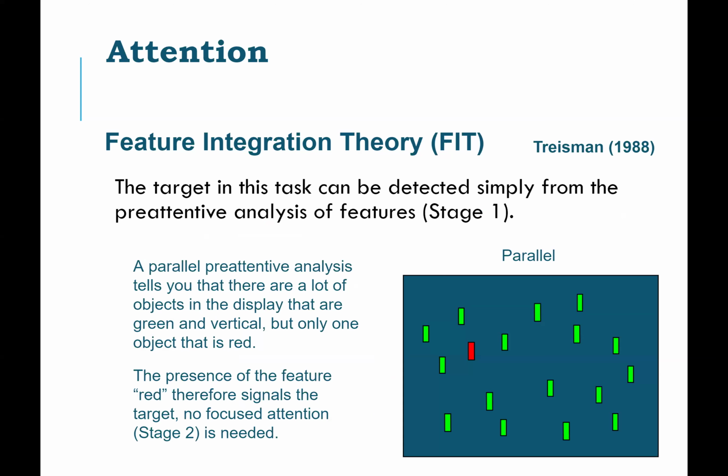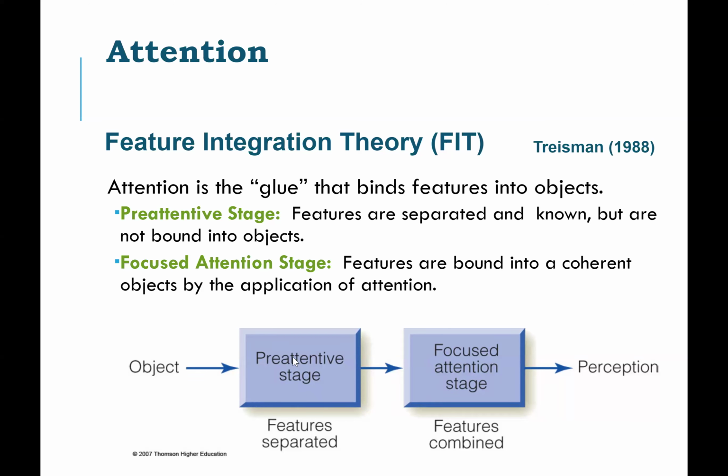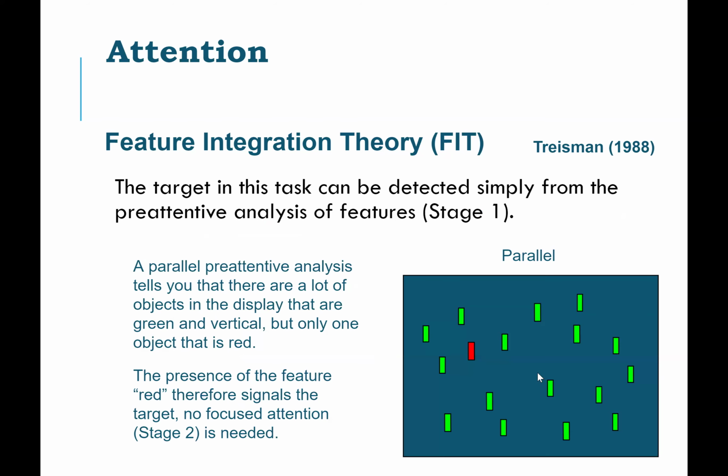Okay, so how does the feature integration theory explain the visual search pattern that we saw? Well, it says that if you're able to do the task purely based on pre-attentive processing, you should be very good at it. You should be very fast at it, right? Because pre-attentive processing is quick, you could do it in parallel. So in this case, pre-attentive processing is processing of single features, right? This is before you have to combine features. If you do not have to solve the binding problem, then you're very quick at doing something.